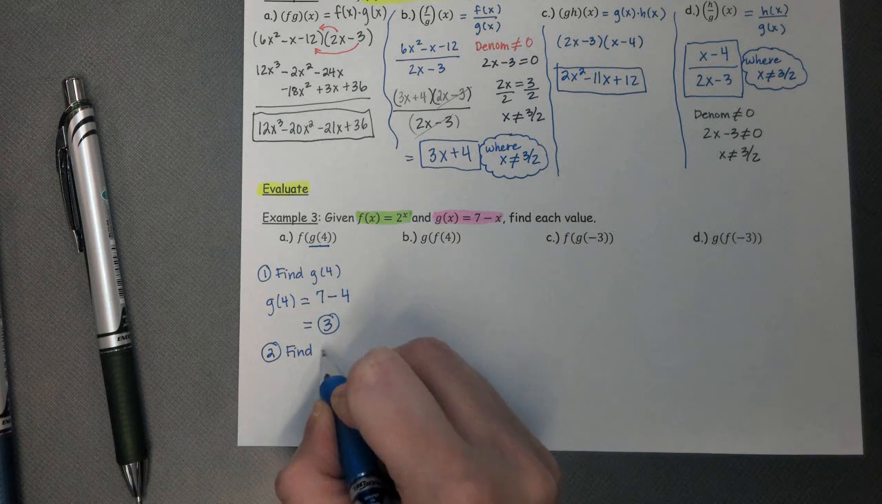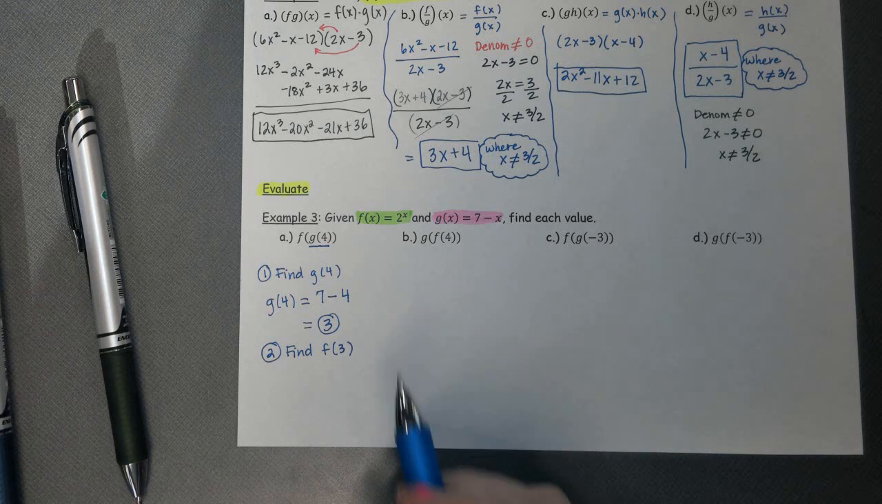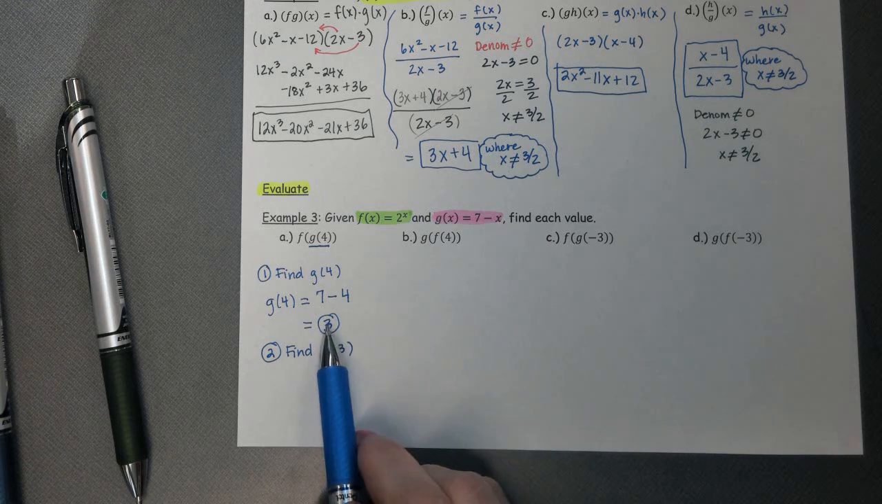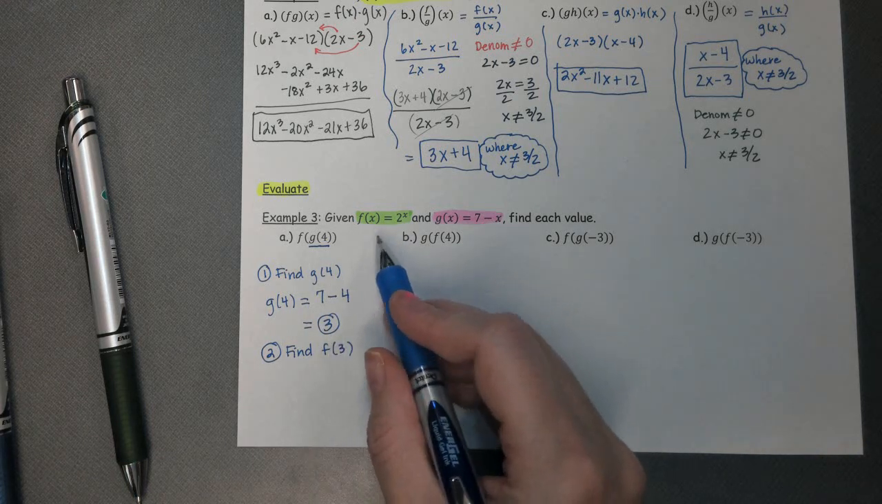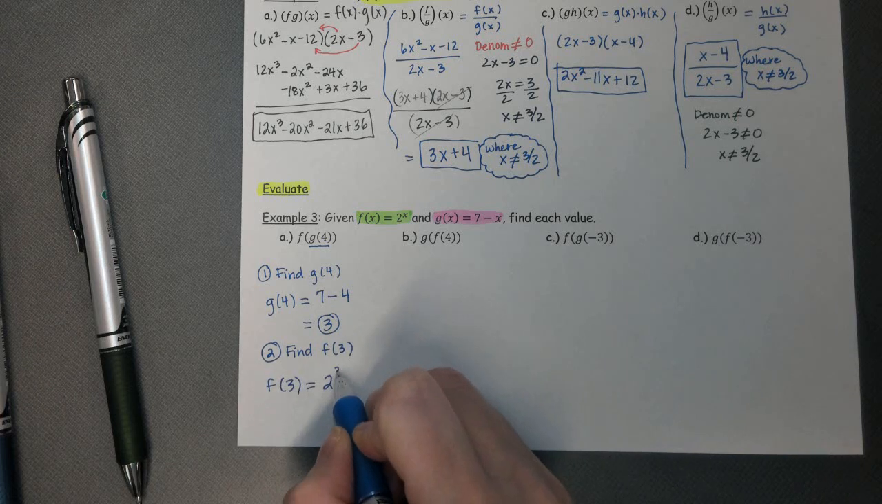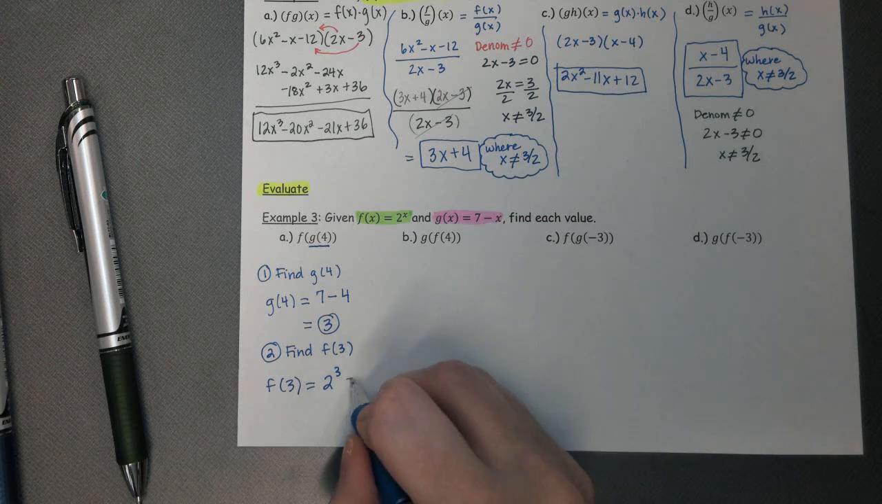So now you're just going to find f of 3. You're going to substitute this in, so the 3 gets plugged in here. And then f of 3 is 2 to the 3rd. So 2 times 2 times 2 is 8. And that's your final answer.